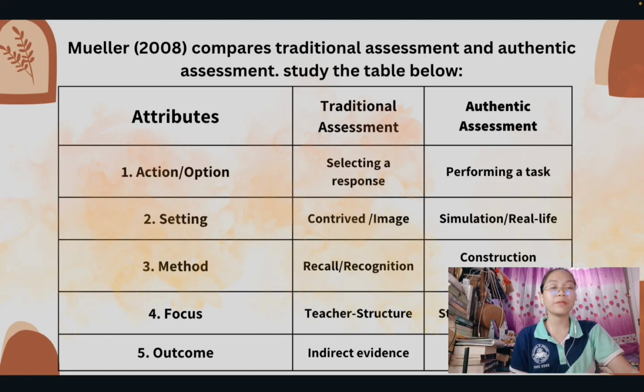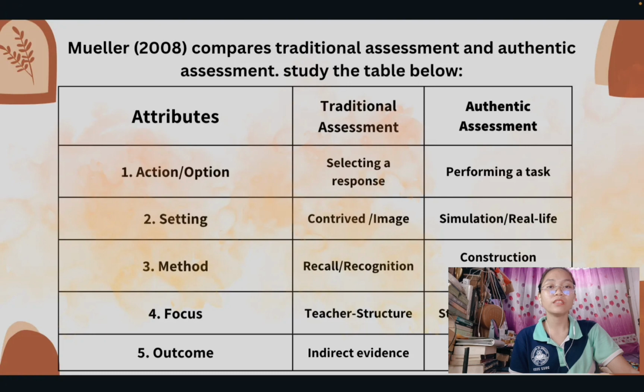An example of performing a task is creating a portfolio of the work of the student, and then developing through analysis and essay. The last example is completing an original research paper. The second one is setting, retrieving an image. An example is creating a poster or slogan. And then simulation or real life, for example making a film or role play.